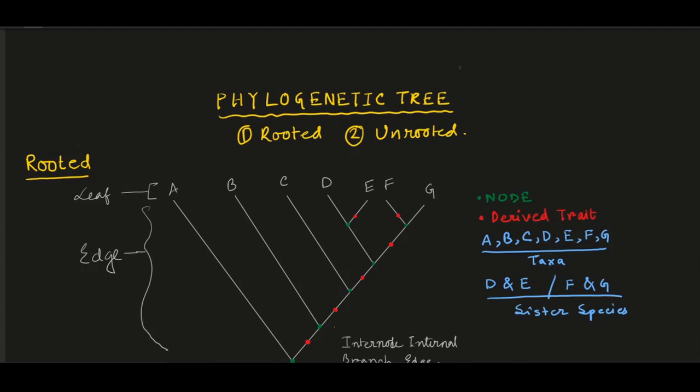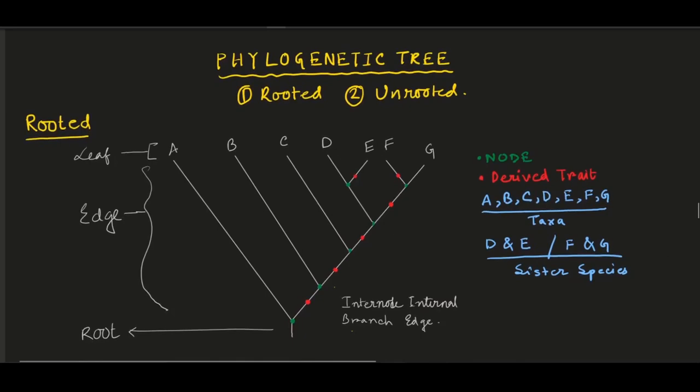So there are two types of phylogenetic tree. The first one is the rooted and the second one is the unrooted. So let's talk about the rooted one. In a phylogenetic tree there are three main parts. At the bottom is the root, then the edge and the leaf. The taxons are called the leaf.